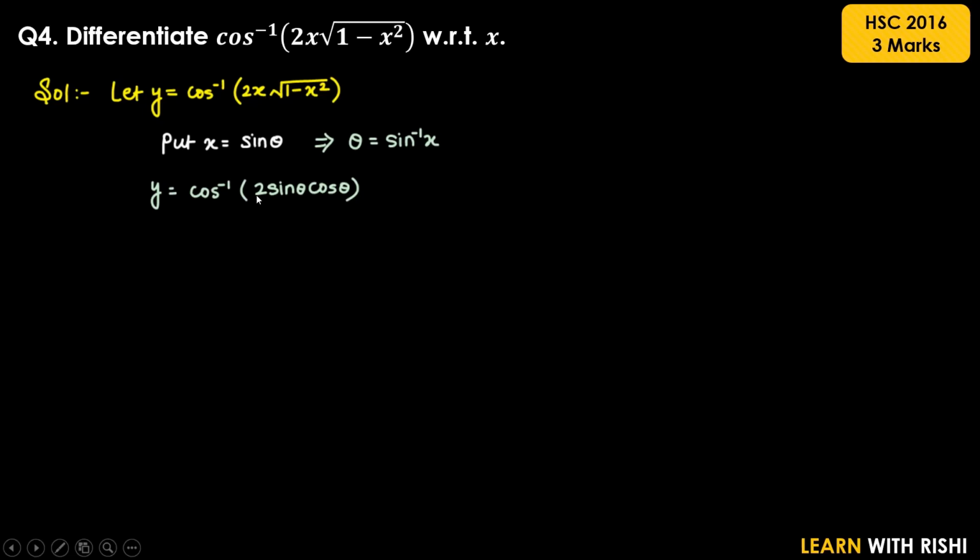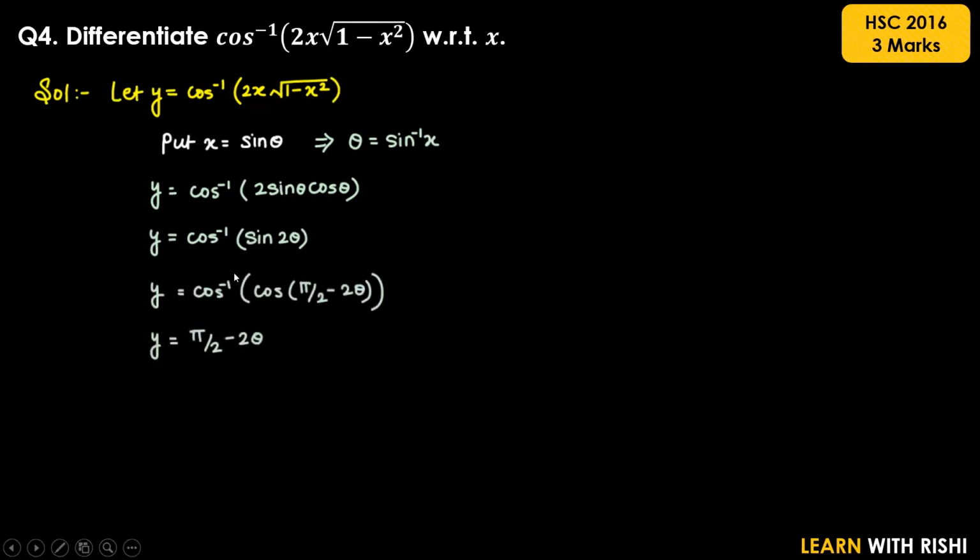that is cos theta. So 2 sine theta cos theta. This is nothing but sine 2 theta. So cos inverse of sine 2 theta. Now y will be equal to, now we'll be converting this sine into cos.